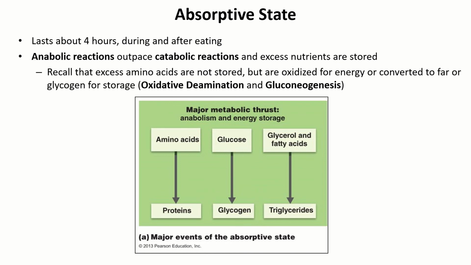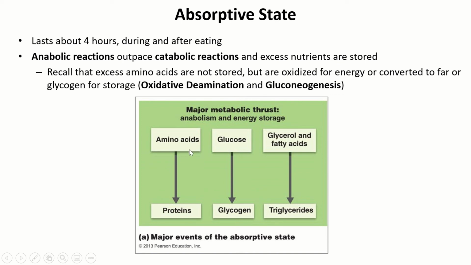Here in the absorptive state, this is about a 4-hour window that's occurring during eating and then in the hours immediately after eating. And this is when you're going to see a large amount of very small nutrients that have been absorbed into the blood. So lots of circulating amino acids, circulating glucose, and circulating glycerol and fatty acids. And so what you do overall here is you utilize more anabolic reactions than catabolic reactions. And that makes sure that nutrients are used and stored if they are in excess.